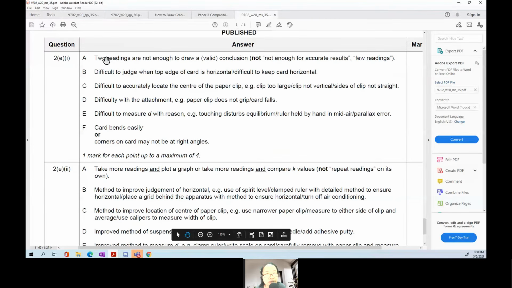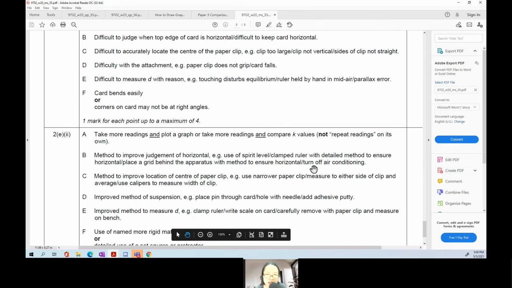Okay. A limitation and improvement that can be written for all questions. This is the CIE bonus for you. 2 readings not enough to draw a valid conclusion. Take more readings and plot a suitable graph. We also have difficulty in judging the top, whether the card is horizontal or not. So what you can do is you can use a spirit level and you can clamp the ruler. Basically, you turn off aircon. I will write just turn off the aircon and close the window.